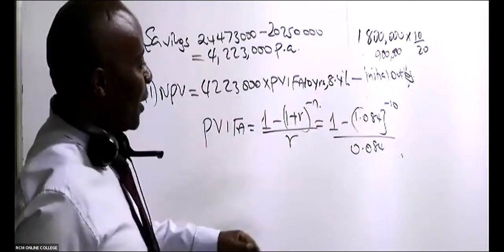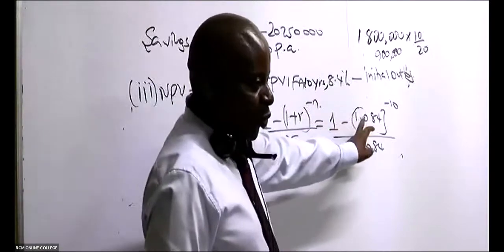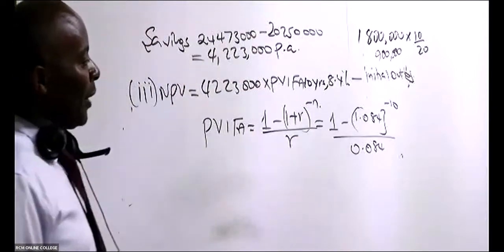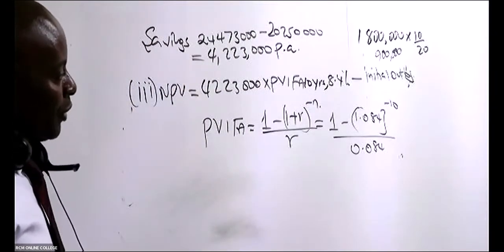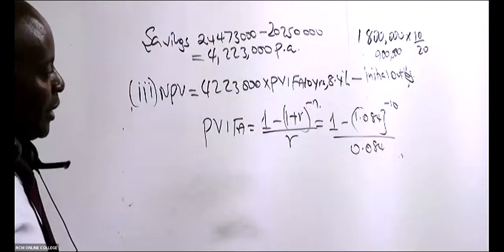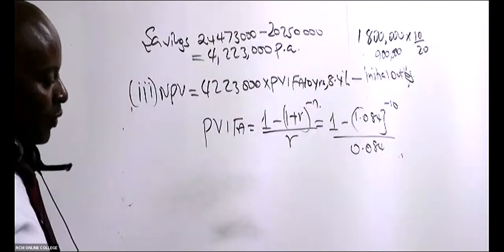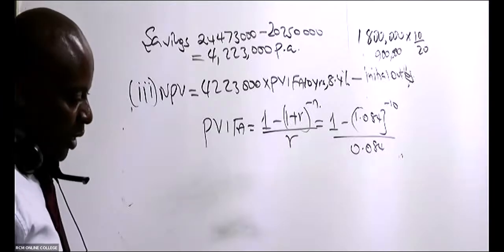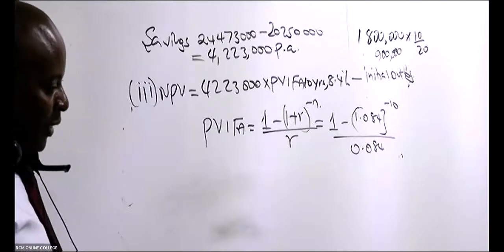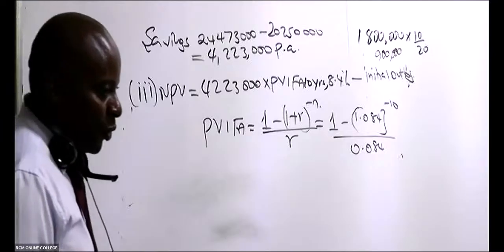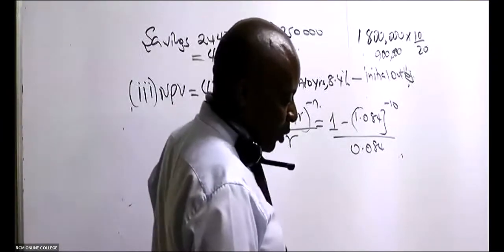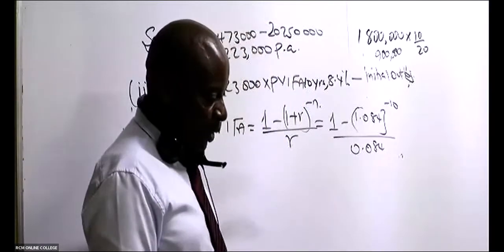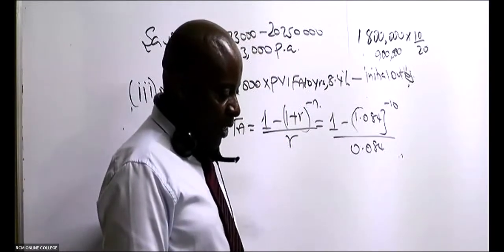Be careful with this. I may not be very sure. Be very careful with this. So 1 minus 1.084 raised to negative 10. Whatever answer I get, I will come and divide this by 0.084. So tell us, what are we able to get at the end of the day?